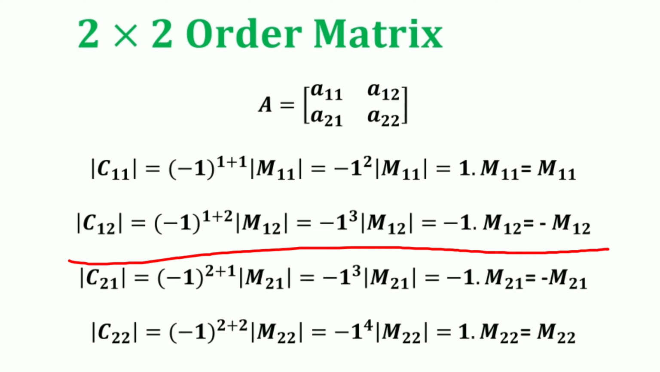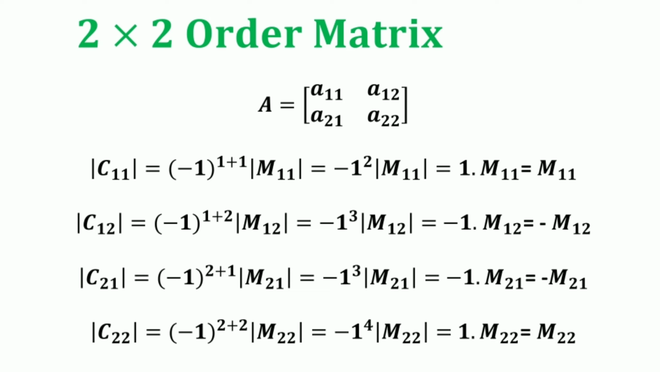So the first cofactor is M11. Similarly, the second cofactor, which is C12, corresponding to the second element, that is A12, is equal to minus 1 raised to the power 1 plus 2, that is first row and second column, into the second minor M12, which is equal to minus 1 cubed into M12, that is minus 1 into M12, equal to minus M12. So the second cofactor is minus M12.